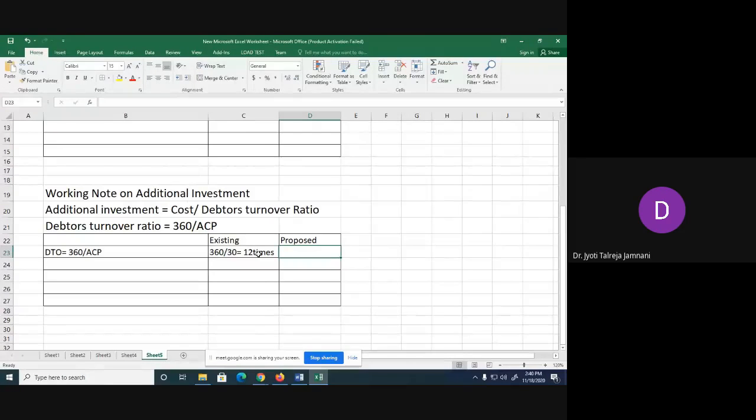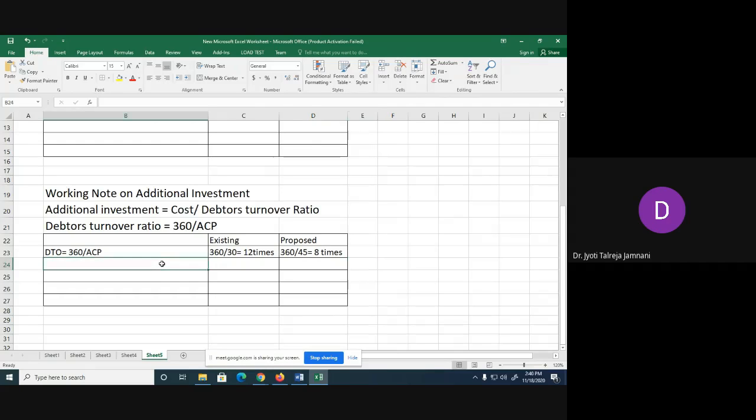So I will get my money 12 times in a year. 30 days means on an average 1 month. Then for proposed, we'll do 360 divided by 45 days because the new average collection period is 45 days. So when you do that, the debtors turnover ratio will be 8 times. When it is 45 days, you're getting your money only 8 times in a year. So you're getting it late by 15 days every time.